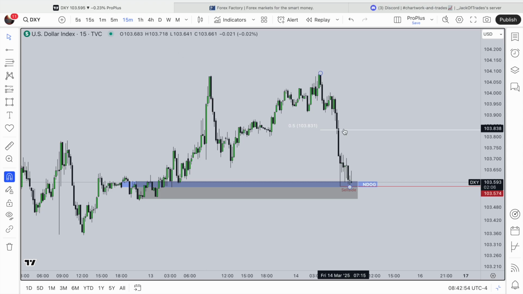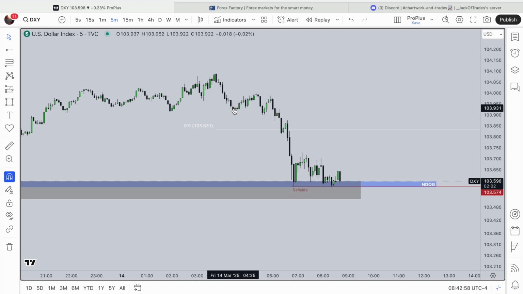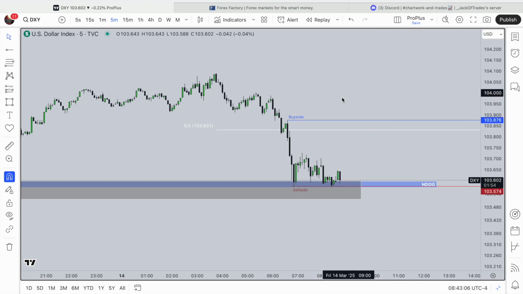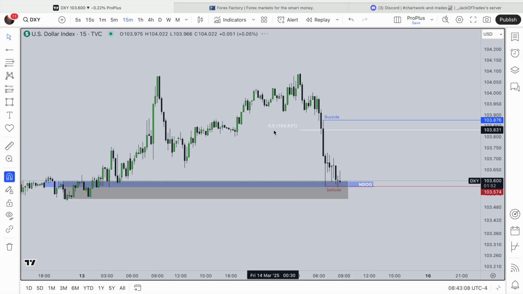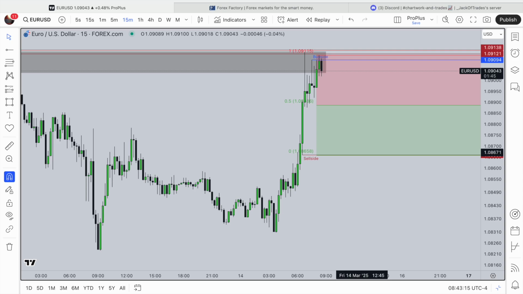Okay. Is there an inefficiency just above the equilibrium? Go on the 5. There's that buy side there. So that is my target. And it all depends on the closure of this candle. If not, just got to be patient and wait for a closure.